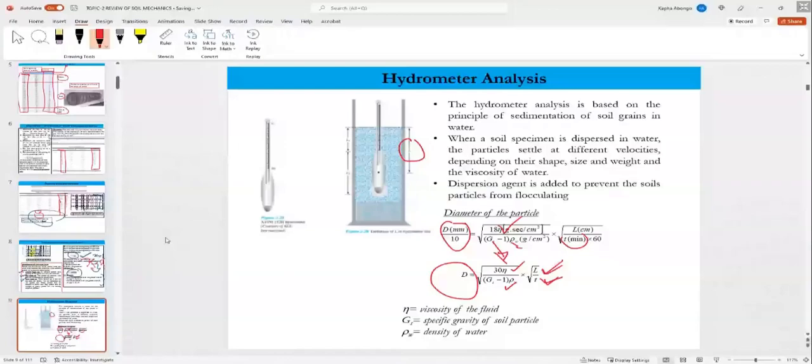However, I only use hydrometer analysis to get the particle size distribution of anything finer than that.